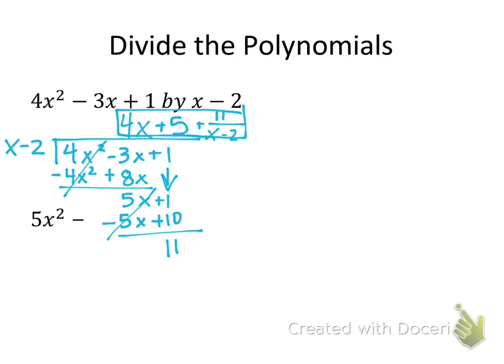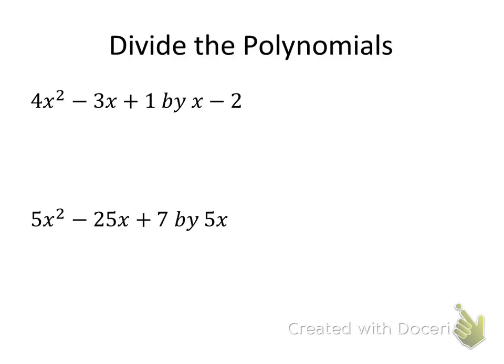Okay? So let's do the next one. I've got 5x squared minus 25x plus 7 by 5x. So what you want to do here is, I know they just want me to divide a single term. So that makes it really easy for me because all I need to do is simplify. I write this over 5x, this over 5x, and this over 5x. And then I can just simplify the fractions.